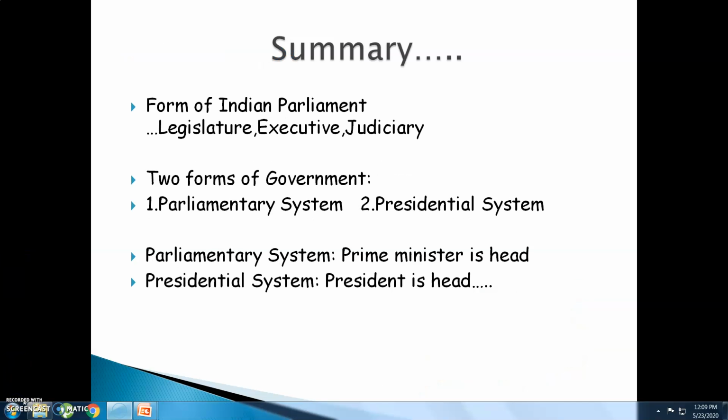Let's summarize what we have learned. Form of Indian Parliament: legislature, executive and judiciary. Two important forms of government are the parliamentary system and the presidential system. In the parliamentary system, the prime minister is the head, whereas in the presidential system, the president is the head.